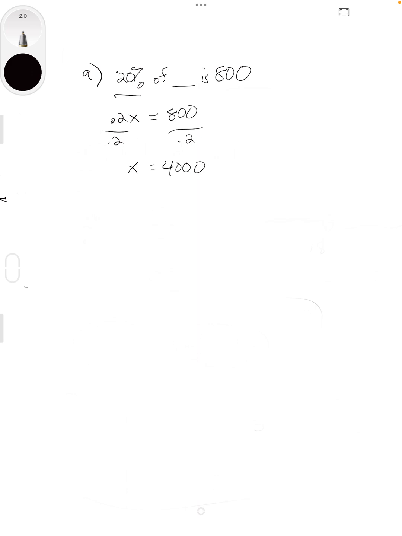So that's the answer. Now, the question says, work each problem, then draw a diagram for each problem. Okay, the whole thing is 4,000. That means 20% is 800, and 80% is going to be 3,200, because 800 and 3,200 equals 4,000.